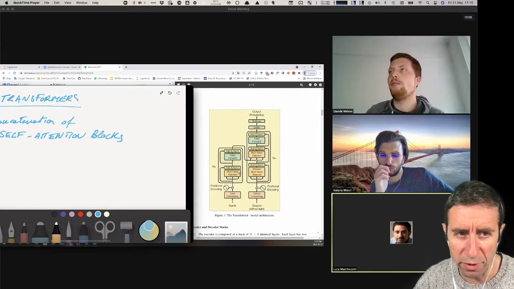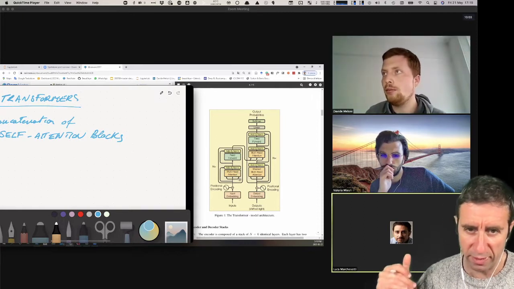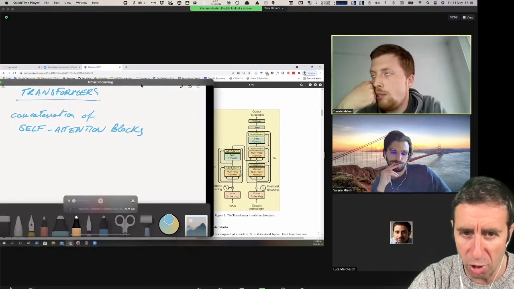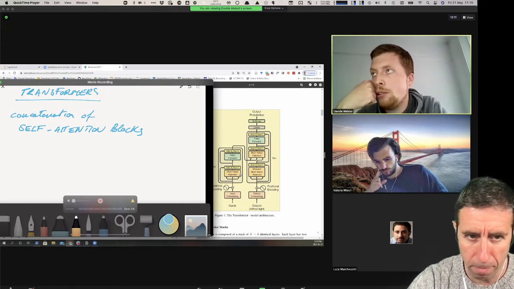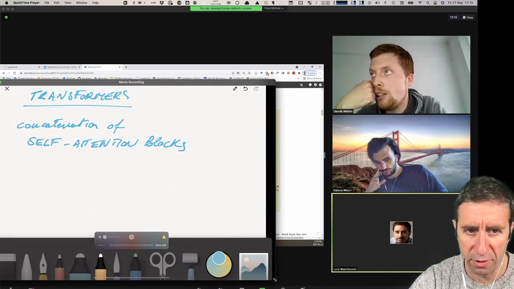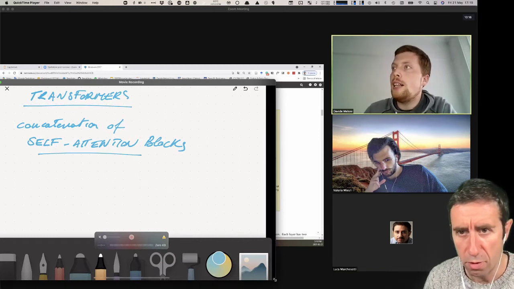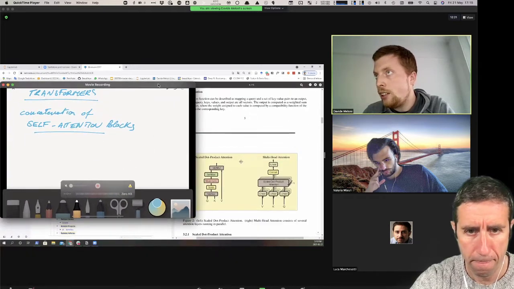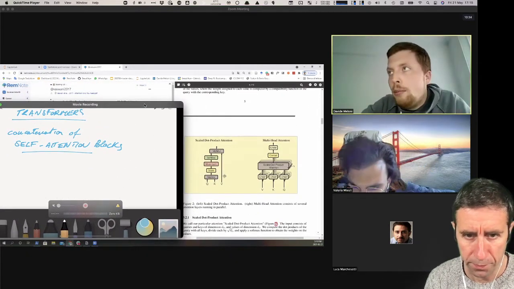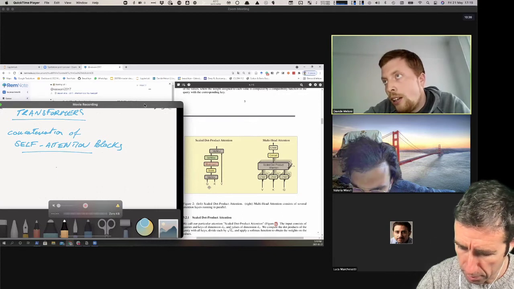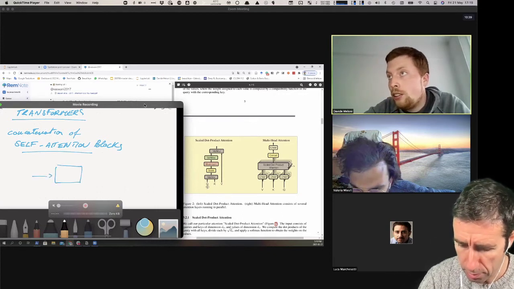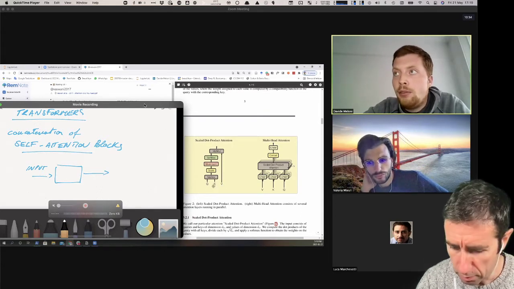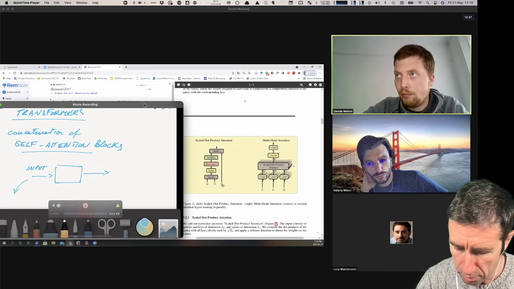Okay, so for people that are not familiar with transformers, let's step back one second. You said the transformers are essentially a concatenation of self-attention blocks, is that correct? Yeah, so I would like to explain more what self-attention is. Yes, what is self-attention? Self-attention is essentially a layer that we can see here. The inputs of the layer are these three different tensors, basically. The query, the key, and the value.